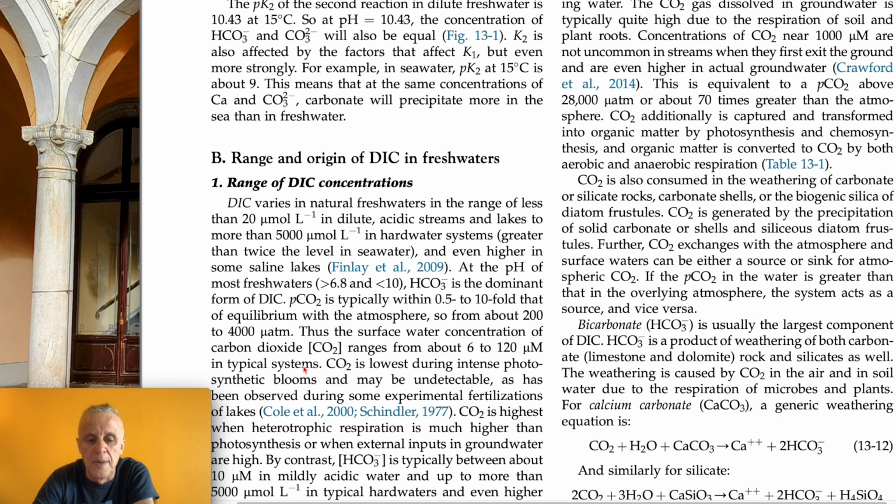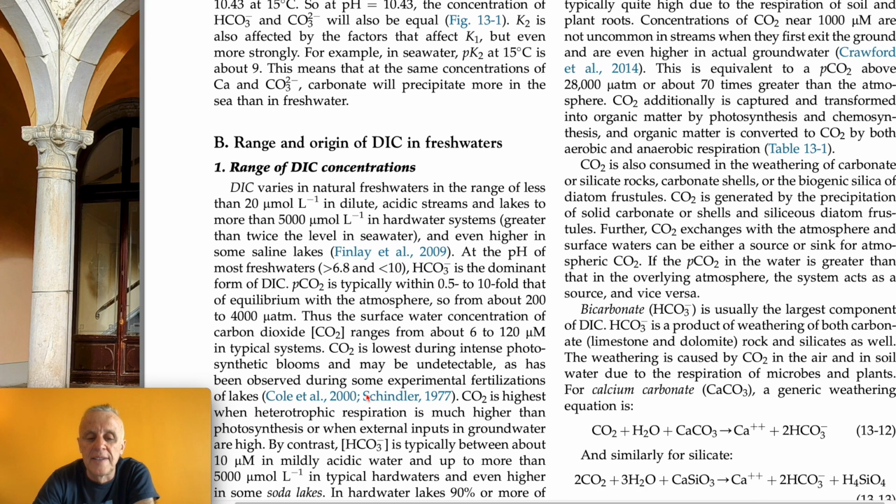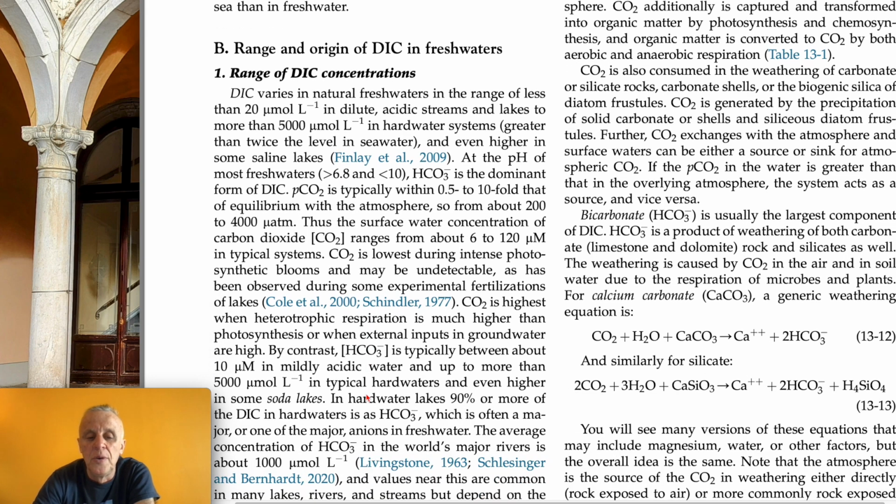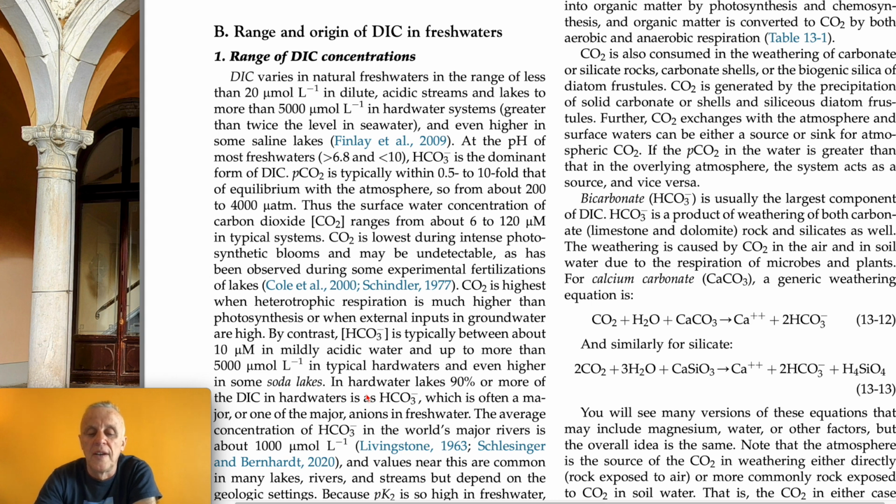Surface water concentration of carbon dioxide ranges from 6 to 100 micromoles in typical systems. CO2 is lowest during intense photosynthetic blooms and may be undetectable, as has been observed during some experimental fertilization of lakes. CO2 is highest when heterotrophic respiration is much higher than photosynthesis, or when external inputs in groundwater are high. By contrast, bicarbonate is typically between about 10 micromoles in mildly acidic waters and up to more than 5,000 micromoles per liter in typical hard waters, and even higher in some soda lakes.